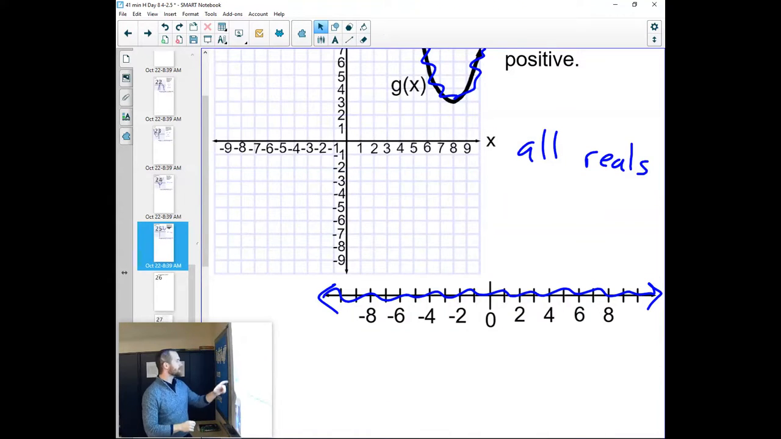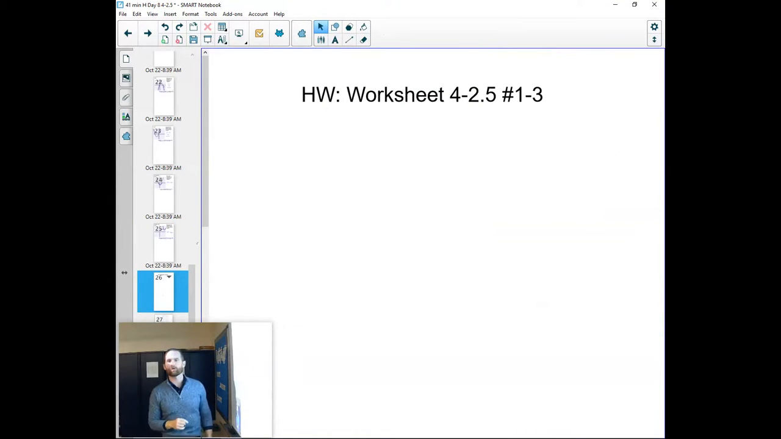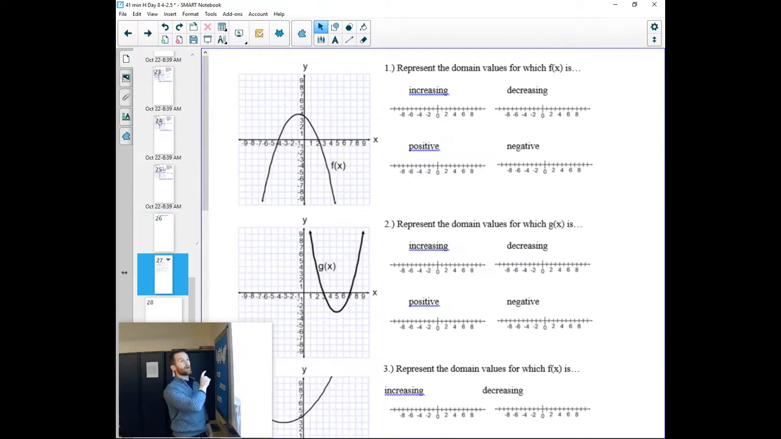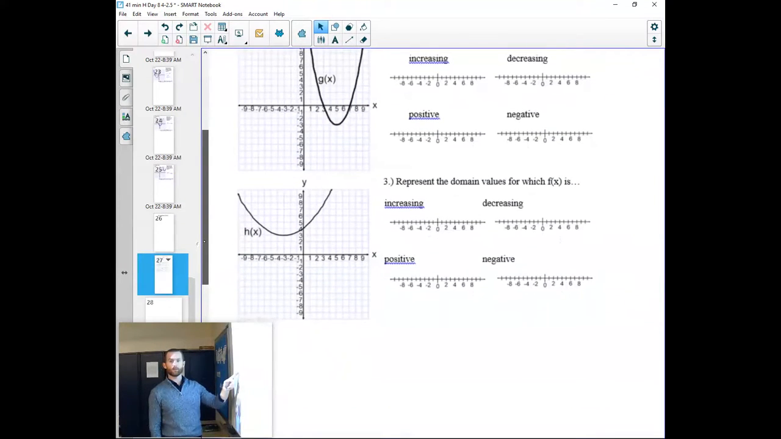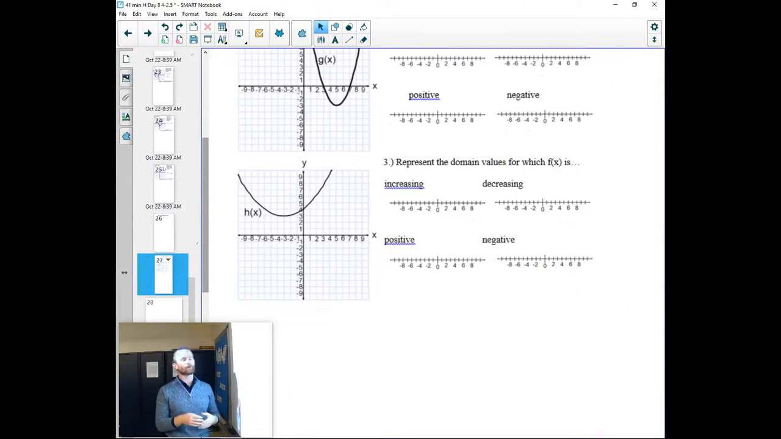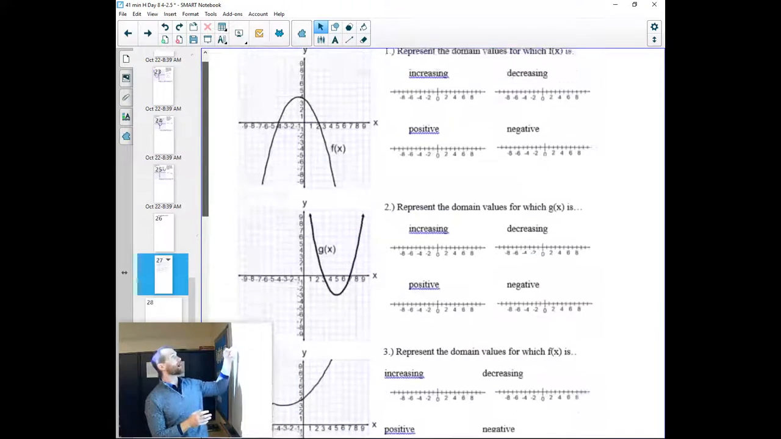All right, it's time for your assignment. So your assignment is going to be worksheet 4-2.5, numbers 1 through 3. Now, in case you don't have that worksheet, I'm going to show it to you right now. So these are the three problems. Number 1, number 2, and number 3. Those are the three problems. Now, each of these problems are actually 4 different problems. So even though it's 1 to 3, it's actually 12 questions, because for each of these parabolas, I want you to represent when it's increasing, decreasing, positive, and negative. We're going to practice all 4 of those descriptions with all 3 of our parabolas.